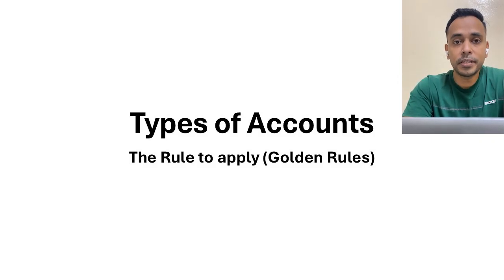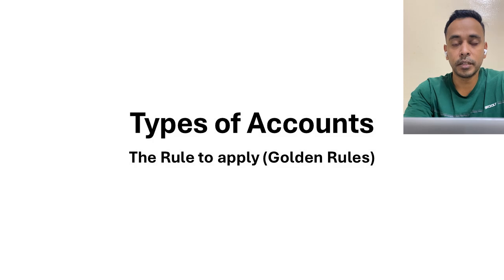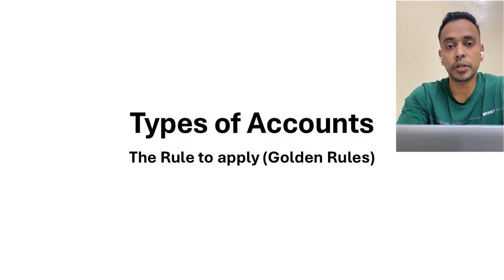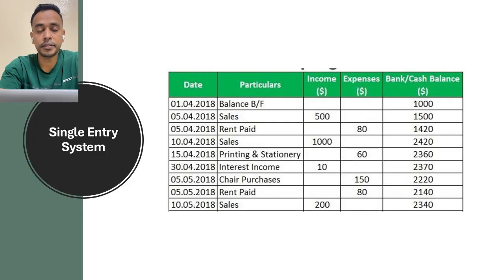Today we are going to discuss types of accounts. Before that, we have to discuss two types of system in accounting. First one is single entry system, second one is double entry system. In single entry system, we have only one aspect of transaction recorded. It mainly records income or expenses, or cash inflow or cash outflow.